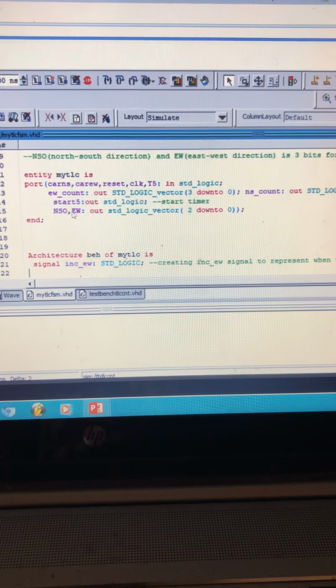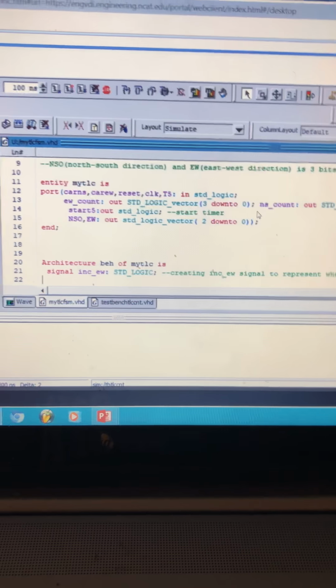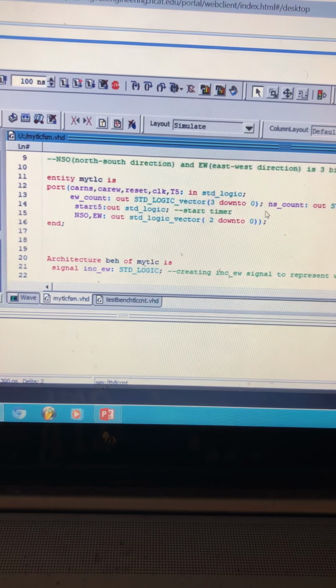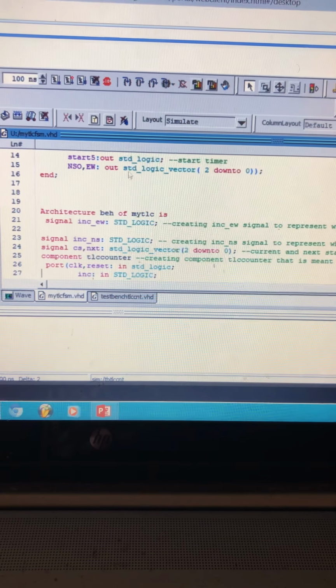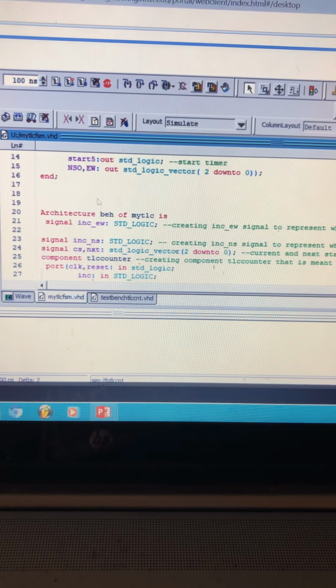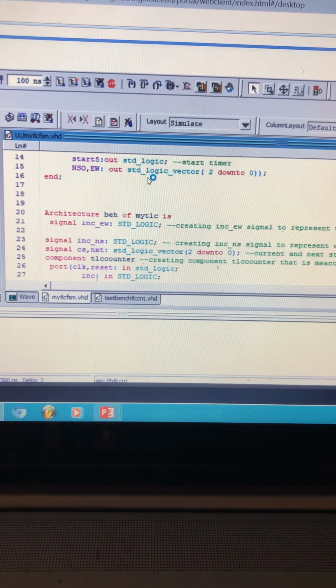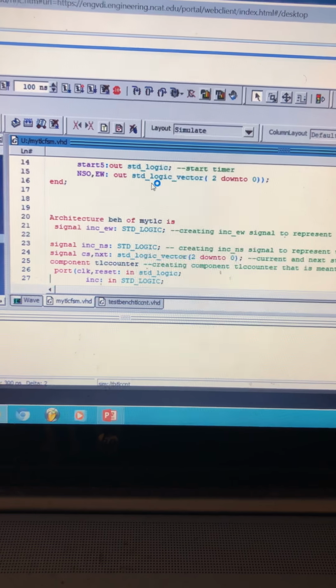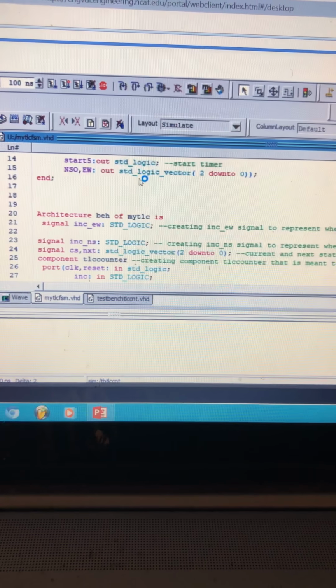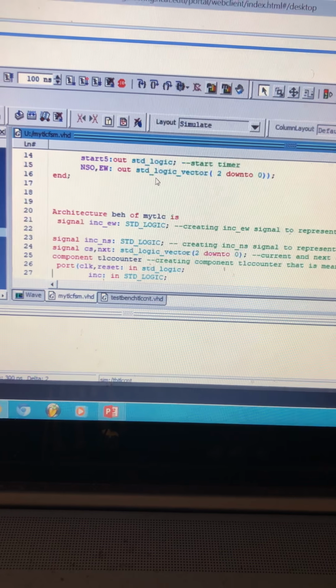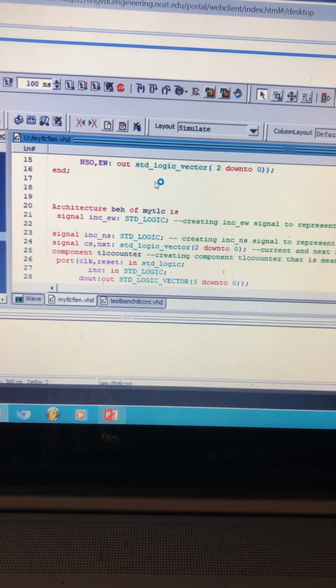So then I have my east-west count and my north-south count to count the number of cars that are in each direction. And I have my start timer so that it can start the time when the east-west direction is green. It can only stay green for 5 seconds.